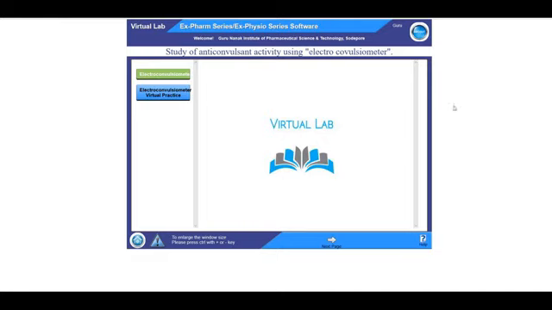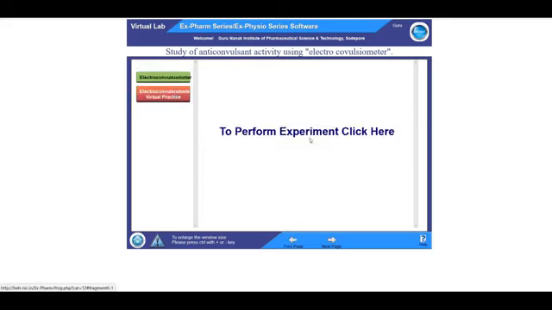Welcome back, dear students. Today I have come up with a virtual lab with the experiment of study of anticonvulsant activity using electroconvulsometer by MES method. MES means maximal electroshock seizure. By that we are going to induce the seizure in the animals and see its activity. I will click here, then click to start the experiment.